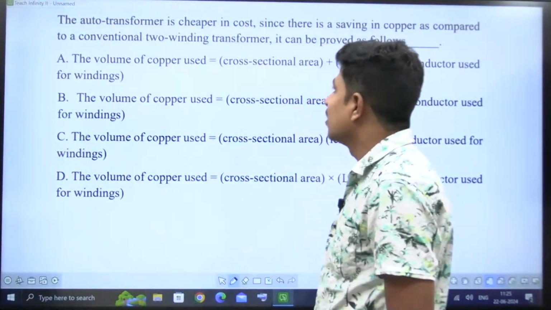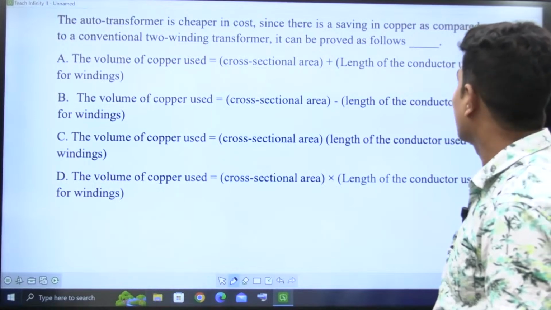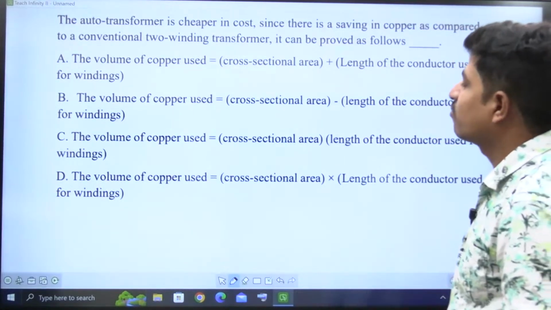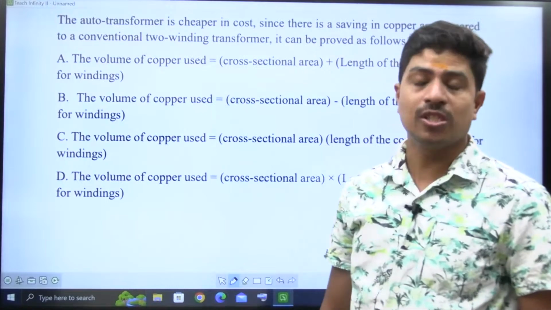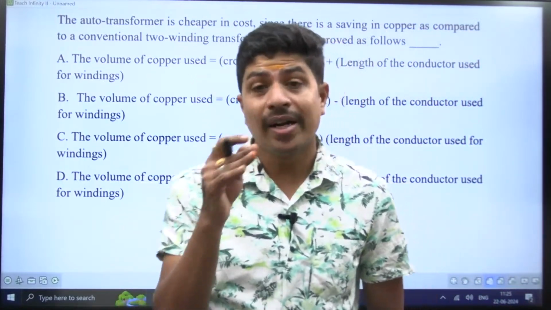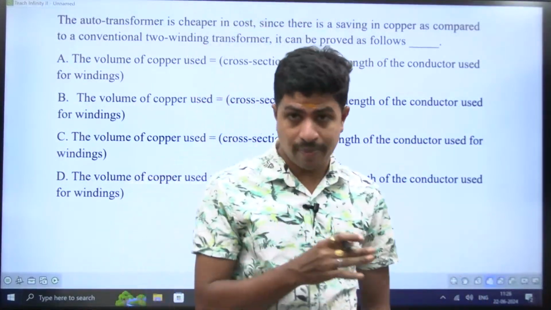Next question, please. The auto transformer is cheaper in cost since there is a saving in copper as compared to a conventional 2-winding transformer. It can be proved as follows. Yes, an auto transformer is cheap when compared to a 2-winding transformer. Why? Because some of the winding is common for both primary and secondary.